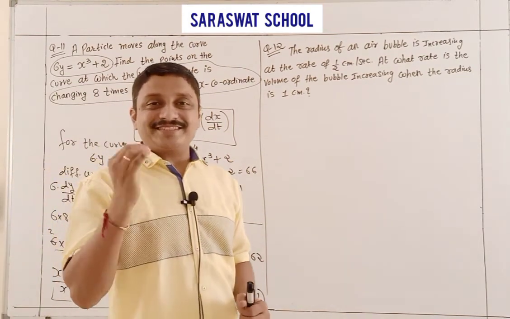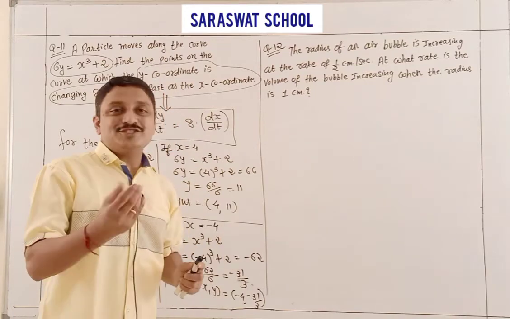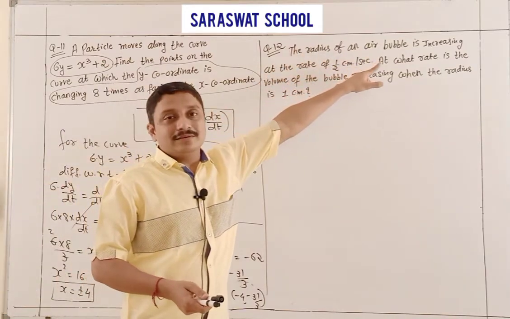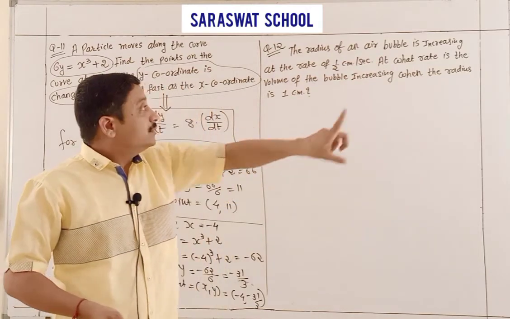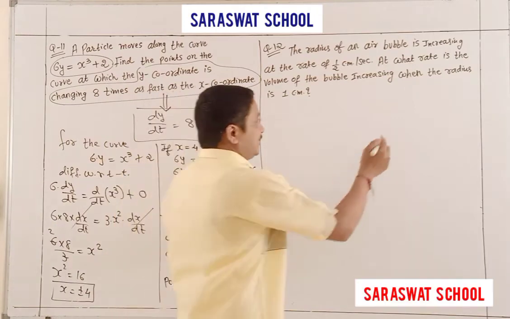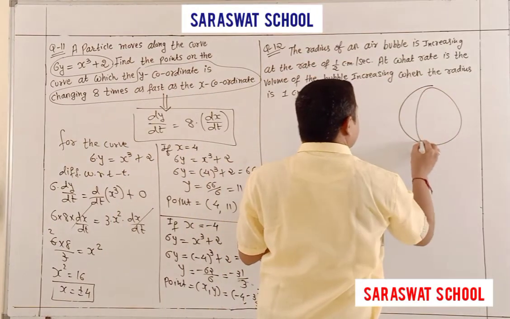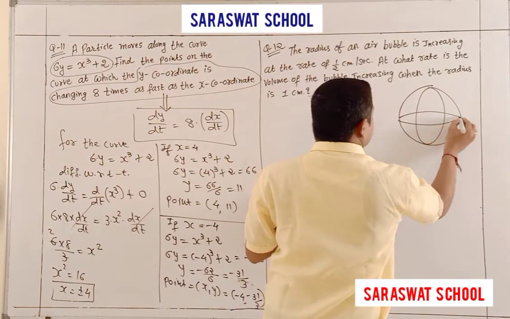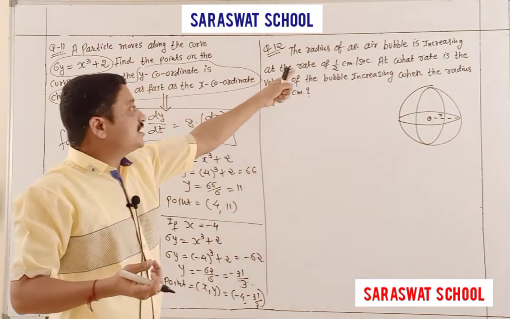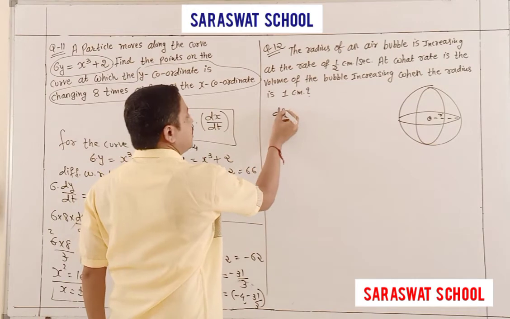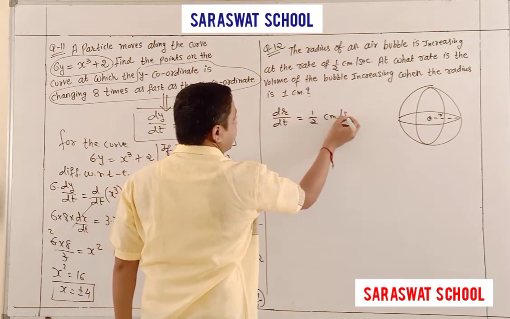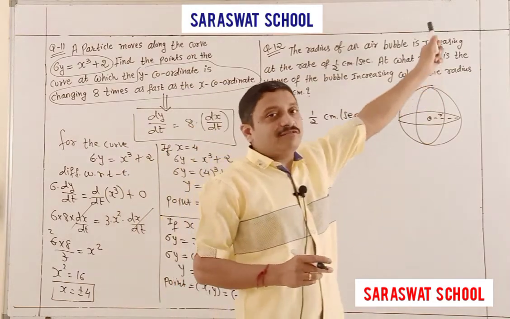Now students, I start one more numerical. Number 12 is also very easy. The radius of an air bubble, which is a sphere, is increasing at the rate of half centimeter per second. It means students, this is your sphere and consider that's your radius. The radius is increasing, so dr by dt you are checking here is half centimeter per second. If it were sometimes decreasing, even then it would be minus.